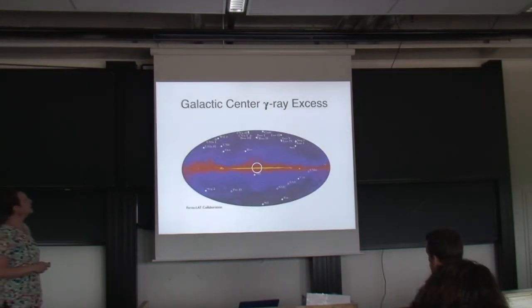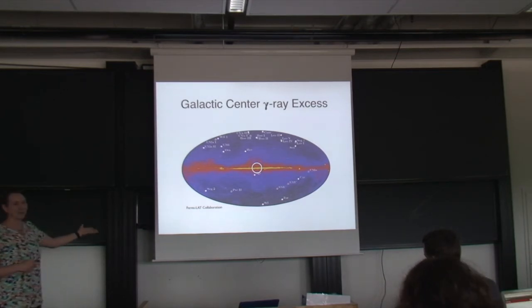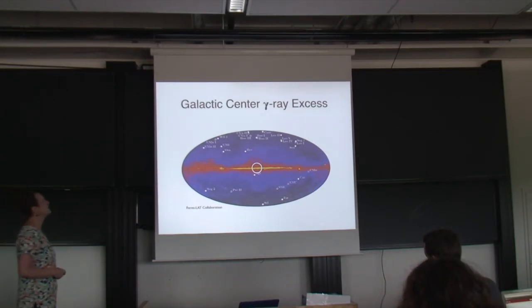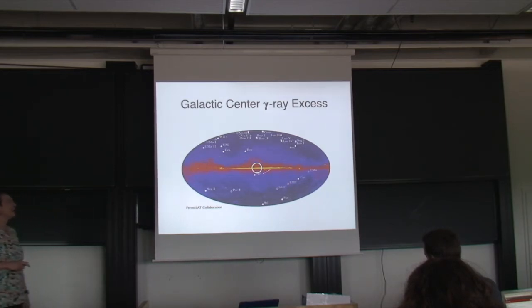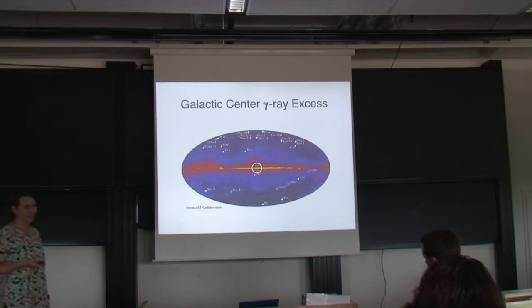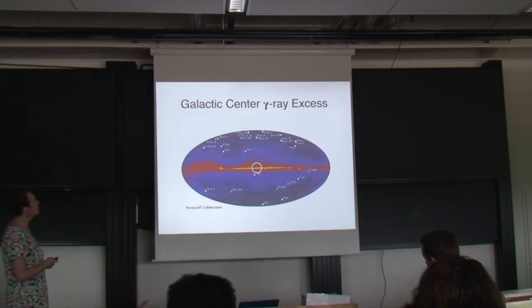Okay, so this is a picture of the Fermi sky that many of you have seen before. And Carlos mentioned earlier this Galactic Center gamma ray excess. The white circle here is the inner 12 degrees, which is kind of like the full area that you might consider, but most of the excess, of course, comes from the inner degree or maybe 2 degrees.